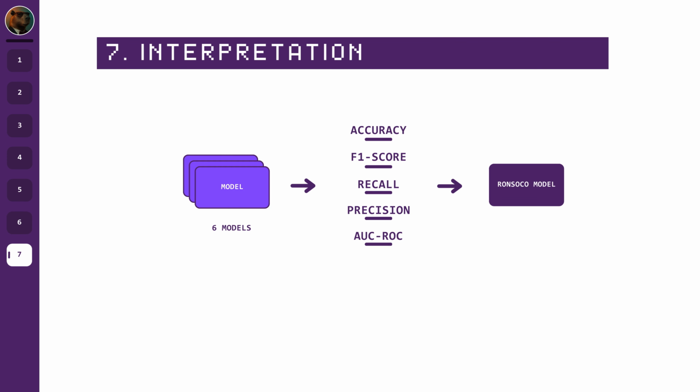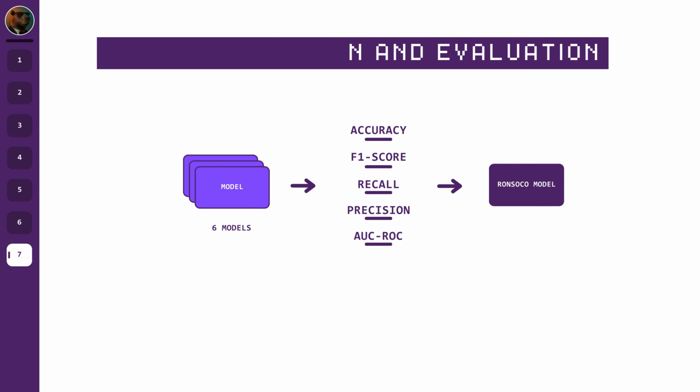Interpretation and evaluation. Finally, we evaluated the models using metrics such as accuracy, F1 score, recall, precision, and AUC-ROC. This allowed us to determine which model offered the best performance for detecting H. pylori.